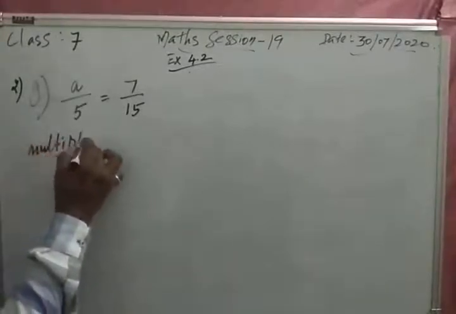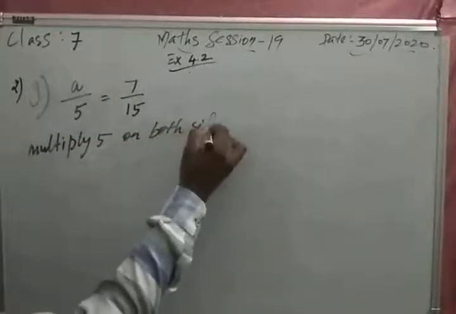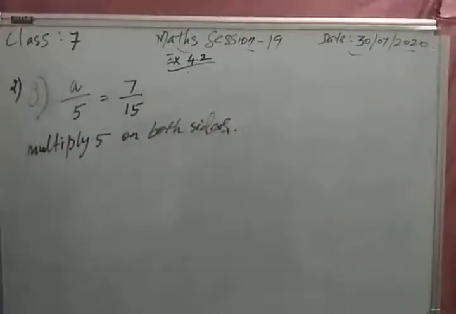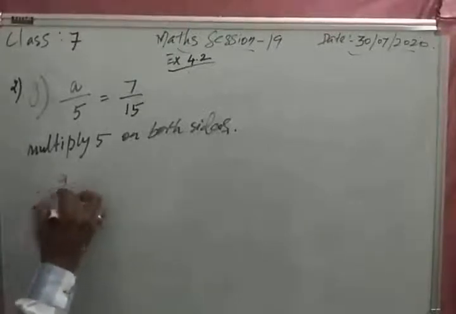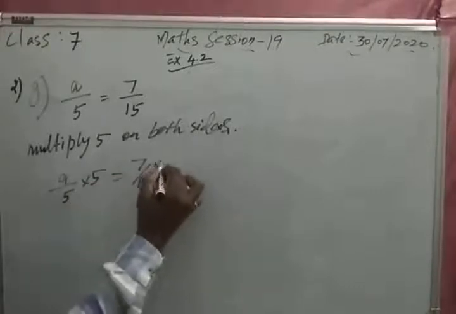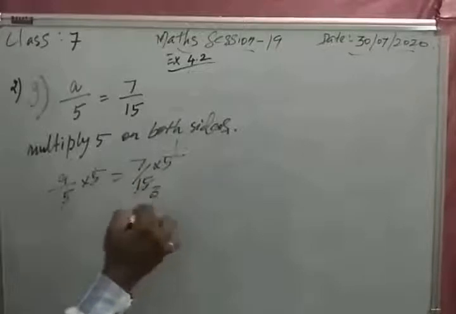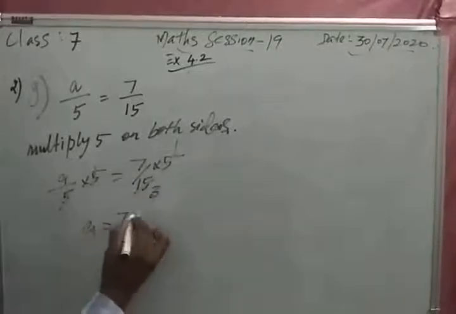Multiply 5 on both sides. Substitute the values. A by 5 multiplied by 5 is equal to 7 by 15 multiplied by 5. The 5s are cancelled, 1 5 is 5, 3 5s are 15. So A is equal to 7 by 3.